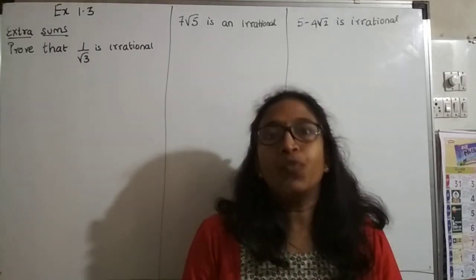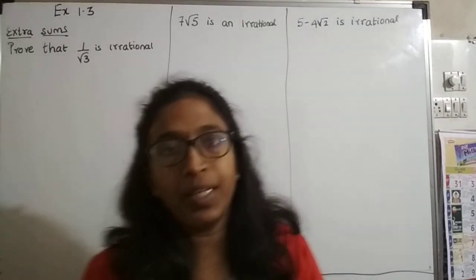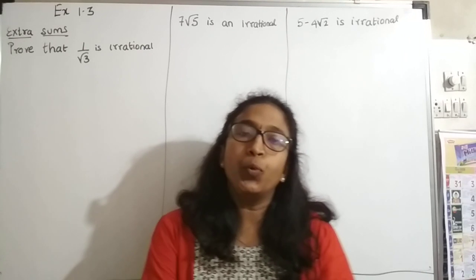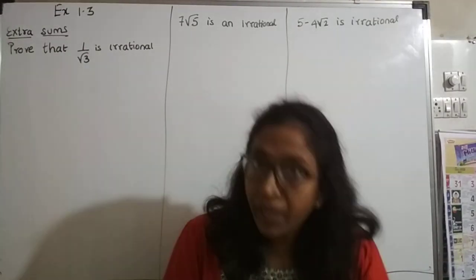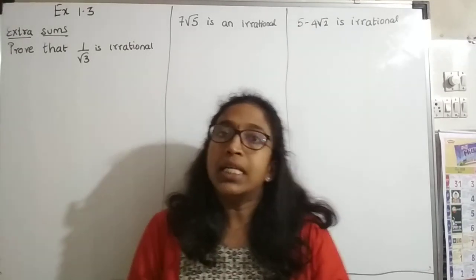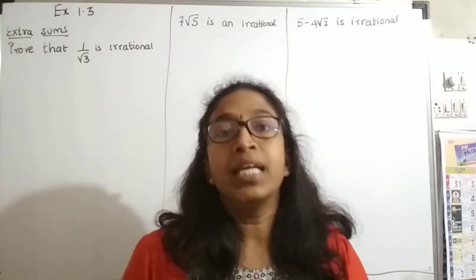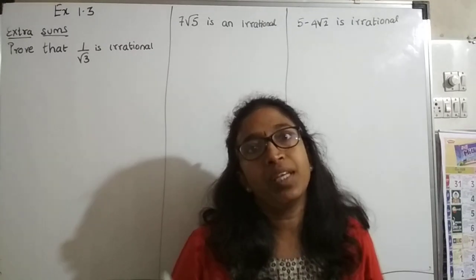Hello students, so we are going to continue with exercise 1.3. We have already learned how to prove root 2, root 3 as irrational numbers, and I said that it is very important from exam point of view as it will come for 4 marks. Like a theorem, we need to write each and every step.